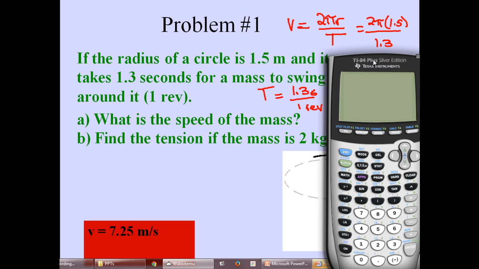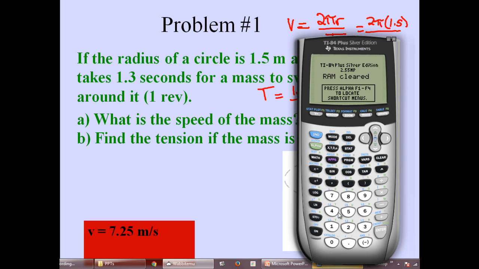Just double check that with a calculator. Turn on the calculator. 2, where's the pi button on this? Pi times 1.5 divided by 1.3. Oh, 7.25.